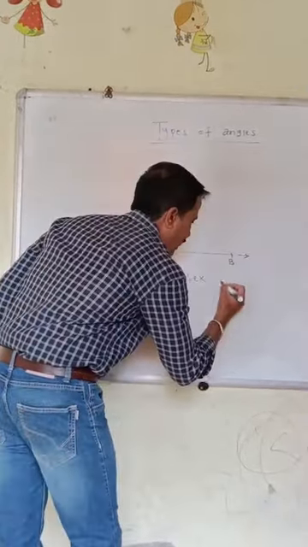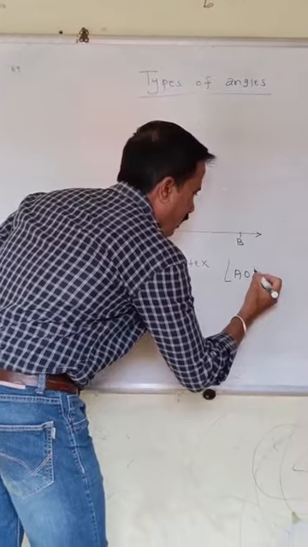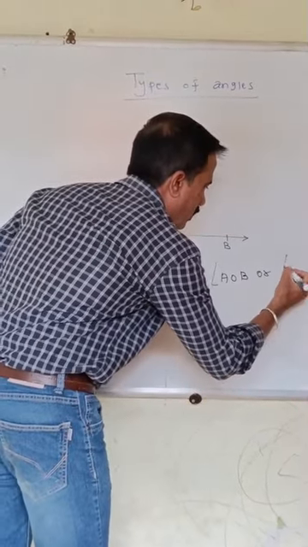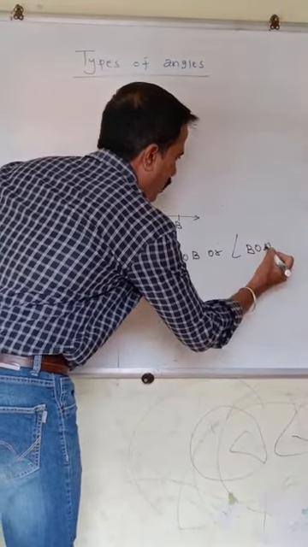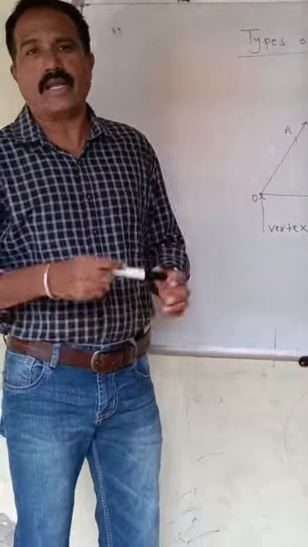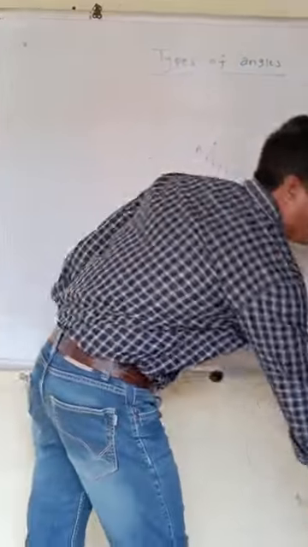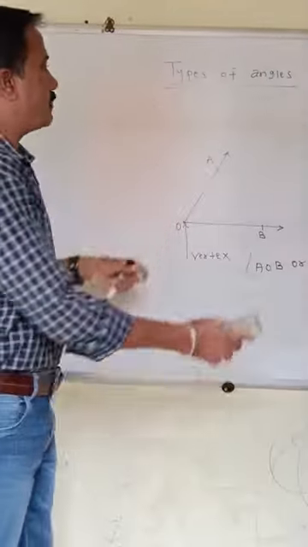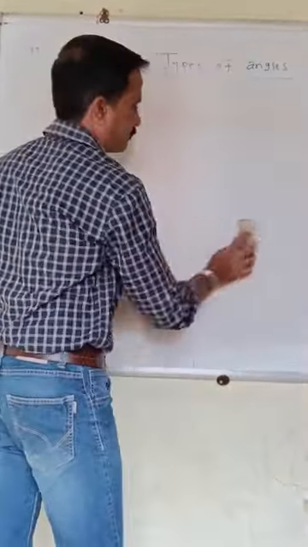Mathematically it is written as angle AOB or angle BOA, and OA and OB are sides of an angle. Now we will switch over to types of angle.